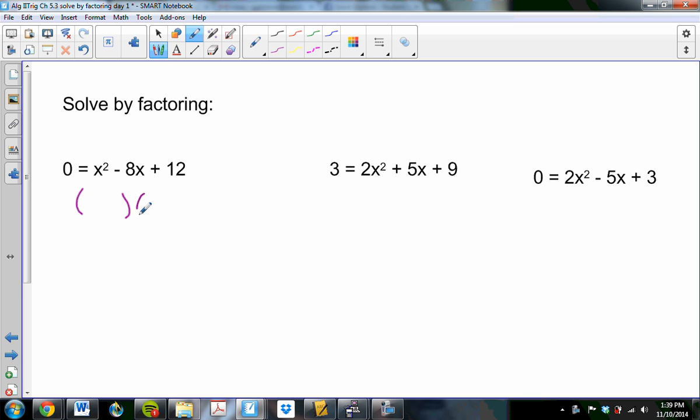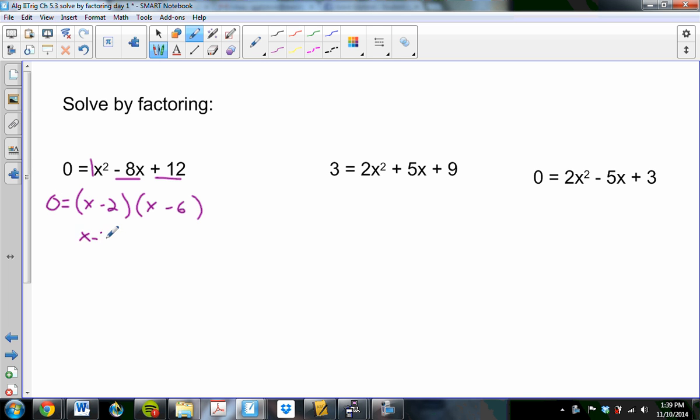Solving this, I want to find two bubbles. I'm going to guess and check because the A value is 1. If the A value is 1, you should just pretty much always guess and check unless you need to do grouping or something. I know these are both going to be x's. I want two numbers that multiply to 12 and add to -8, and that's -6 and -2. -2 and -6 multiply to 12 and add to -8.